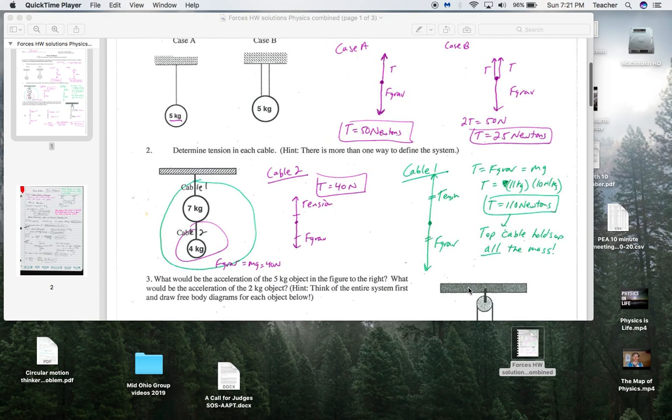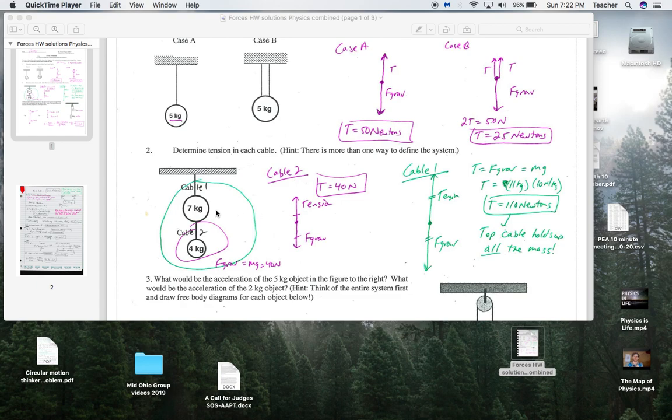So what I did here with number 2, I can think about cable 1 and cable 2. Cable 2 is only holding up this 4 kilogram weight. Cable 1 is holding up both the 7 and the 4, or 11 kilograms. And actually, those are masses. So for cable 1, I circled everything in green. The tension up has got to equal the gravitational force down. So that's my weight is equal to mg. Weight is the same thing as a gravitational force for our purposes. So that's 110 newtons. So the tension in cable 1 is 110 newtons.